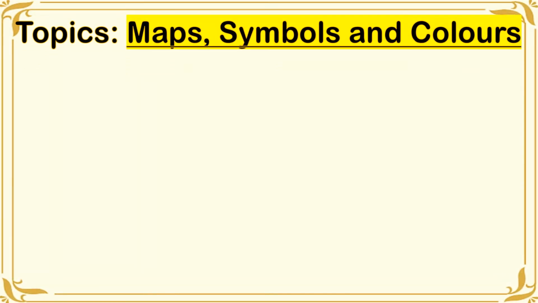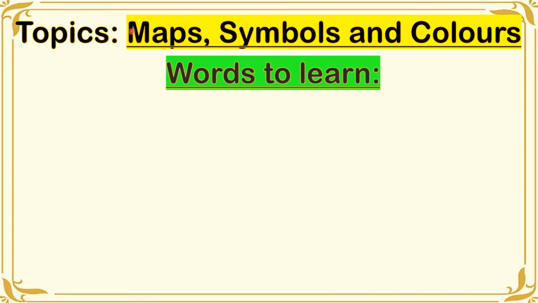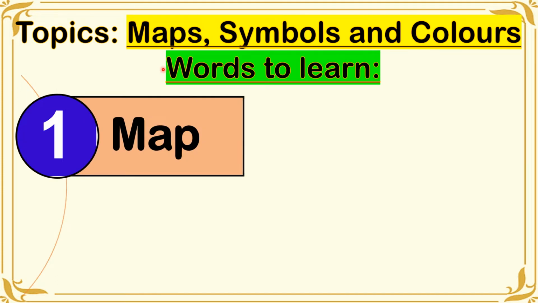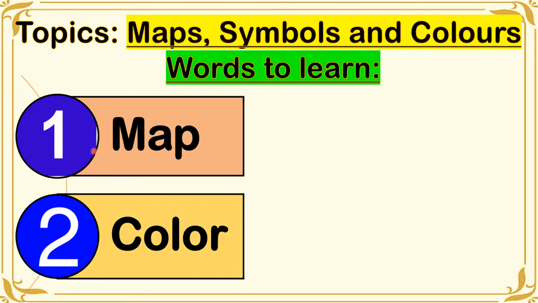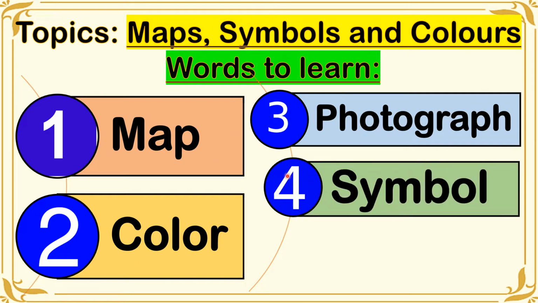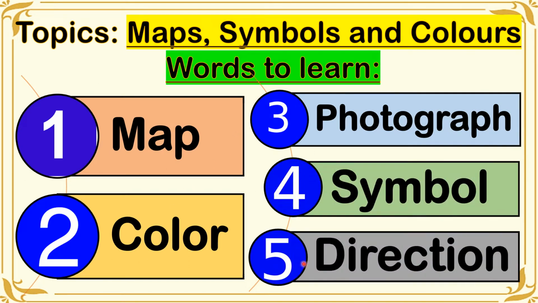Class, our topics for today are the following: maps, symbols, and colors. And these are the vocabulary words. Please repeat after me so you can still practice your reading skills and your speaking skills even if you are just at home. Are you ready now? Let's start reading. Number 1, map. Number 2, color. Number 3, photograph. Number 4, symbol. And number 5, direction.